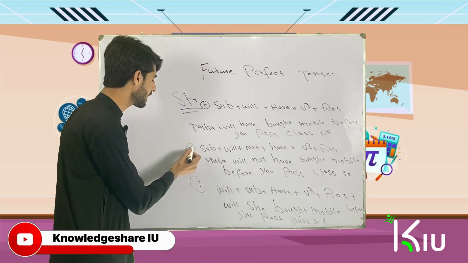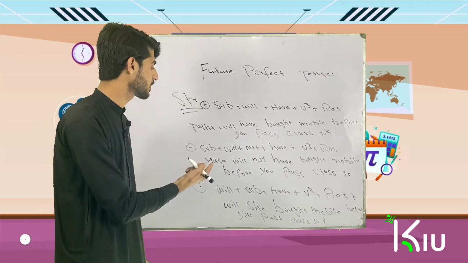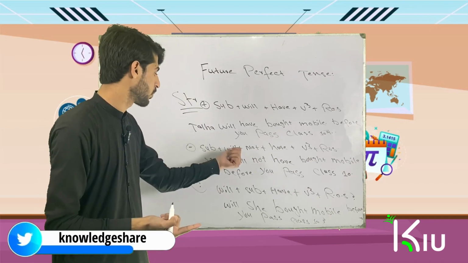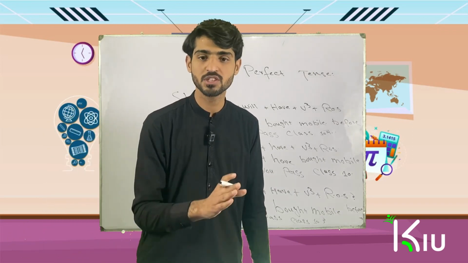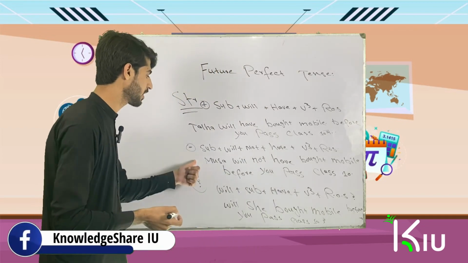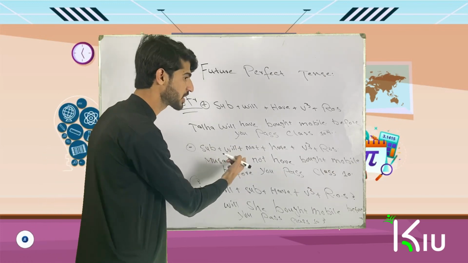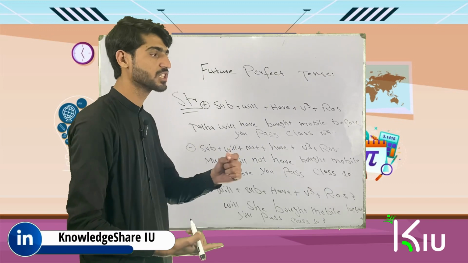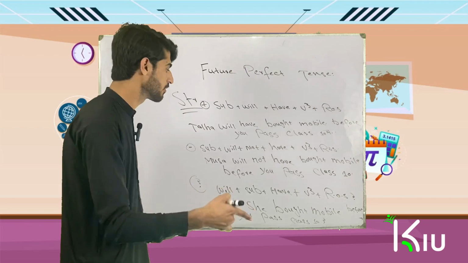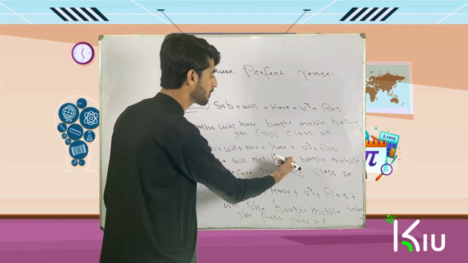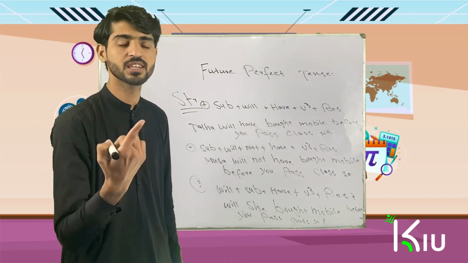If you want to make negative sentences, for that we will use this structure. First of all, we'll put a subject, then will, and with will we will add not, and then have, then the third form of the verb, and then the rest of the sentence. For example, first I'll put the subject. Now Musa is the subject, then I put here will, and with that I put not. So Musa will not. With that we will add have, then the third form of the verb, and then the rest of the sentence. For example, Musa will not have bought mobile before you pass class 10th. Now it is a negative sentence.